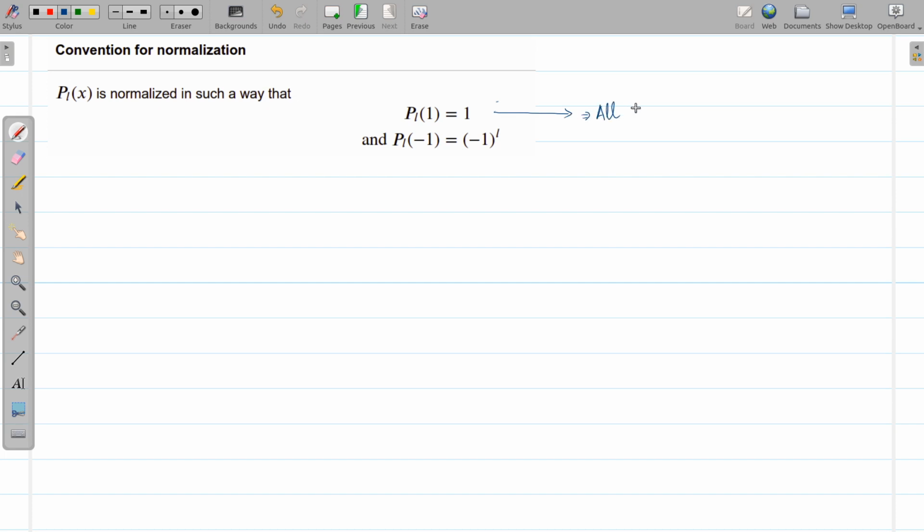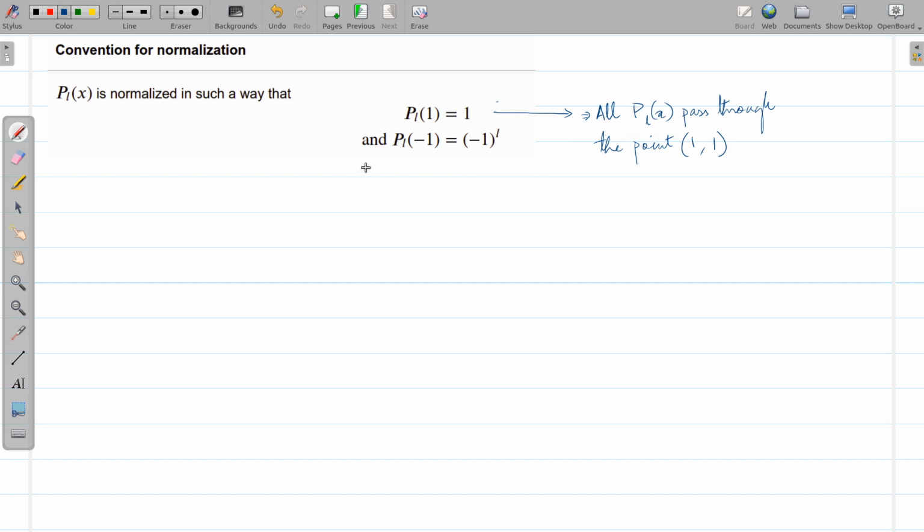This implies all the Legendre polynomials, that is for every value of L, pass through the point x equals 1, y equals 1. 1 comma 1 means x equals 1, y equals 1, because all of them should have the value 1 at x equals 1.